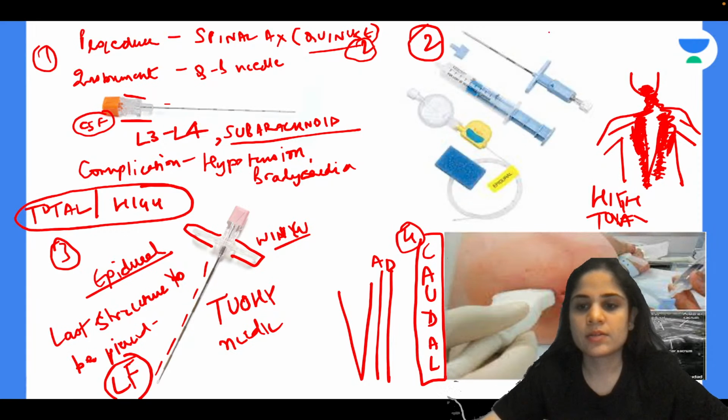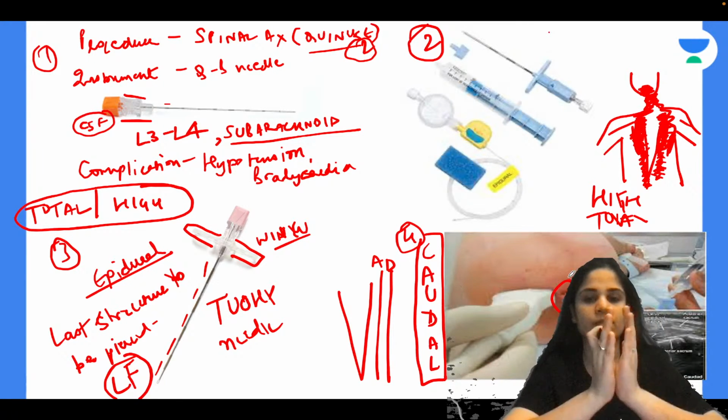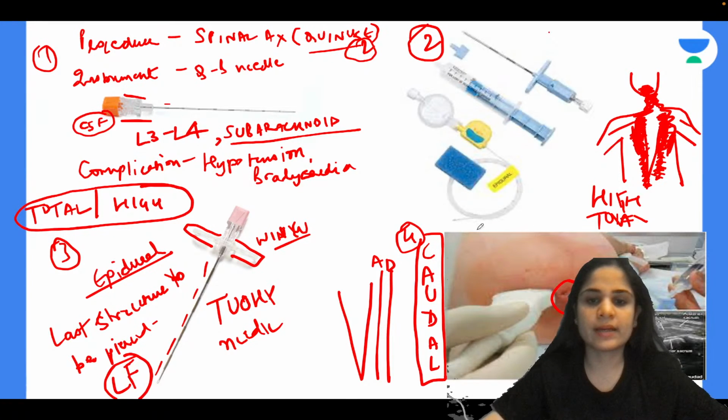Okay, yeah. So in caudal anesthesia, what do you do exactly? So in caudal anesthesia, you have basically on the upper part of your gluteal cleft, that is the end of your sacrum, you insert the needle and you give the drug from there. So where does the drug spread?